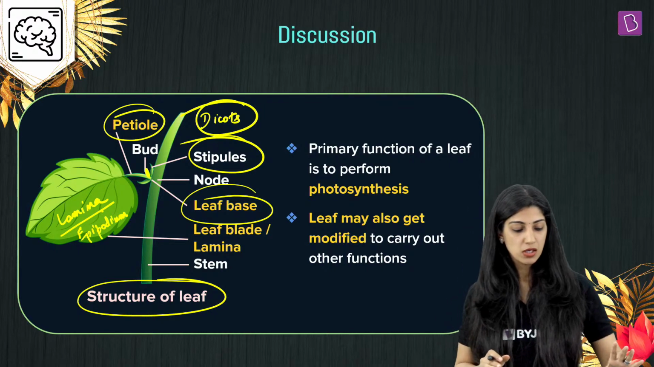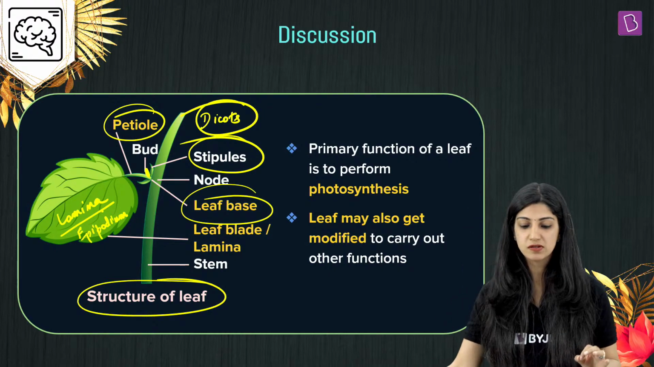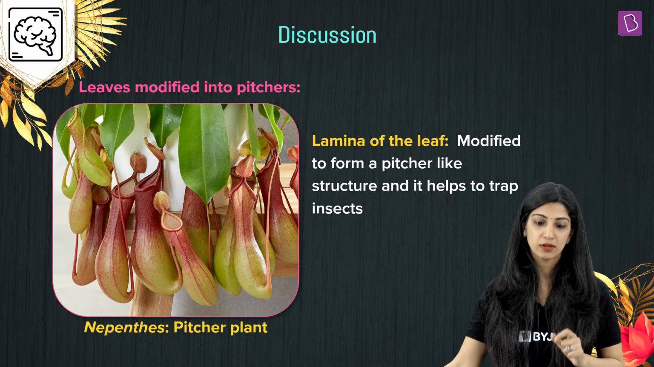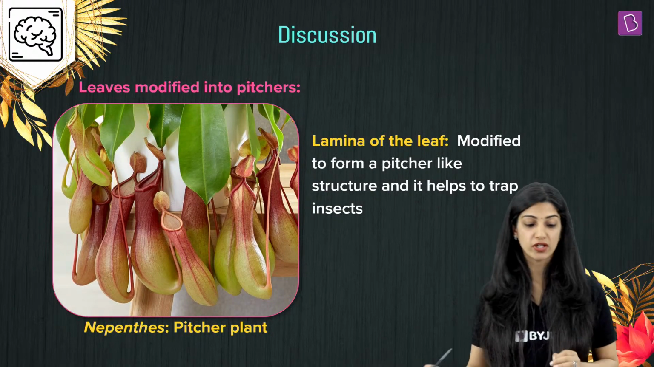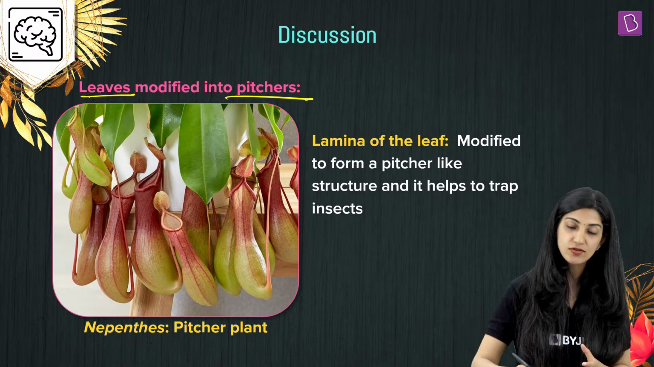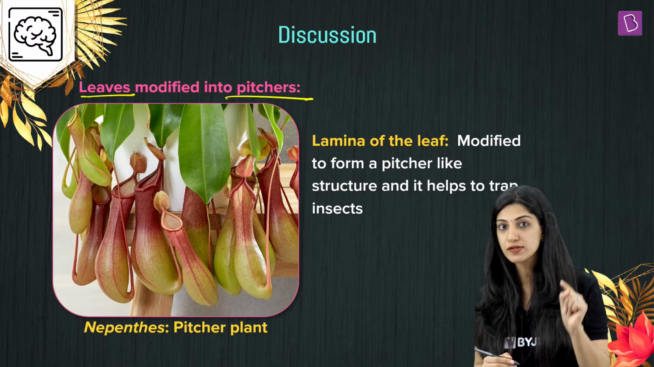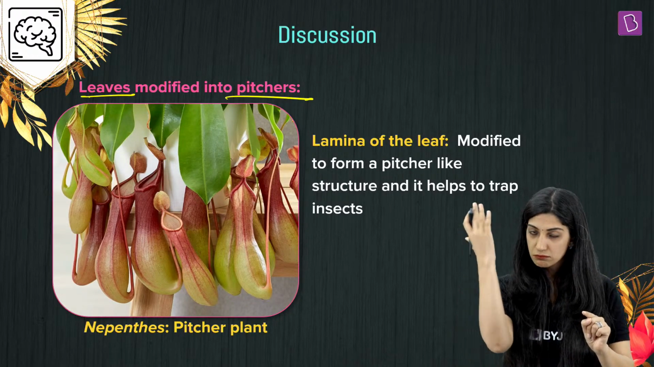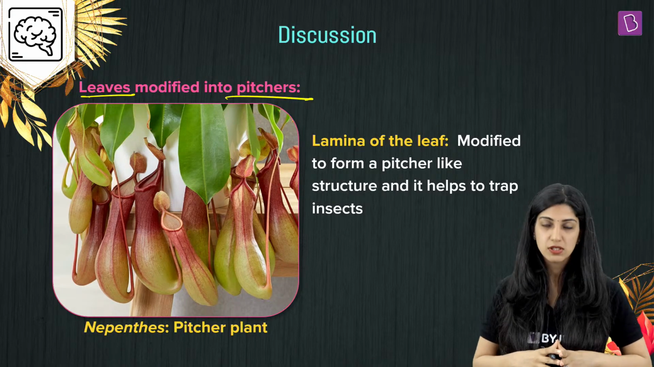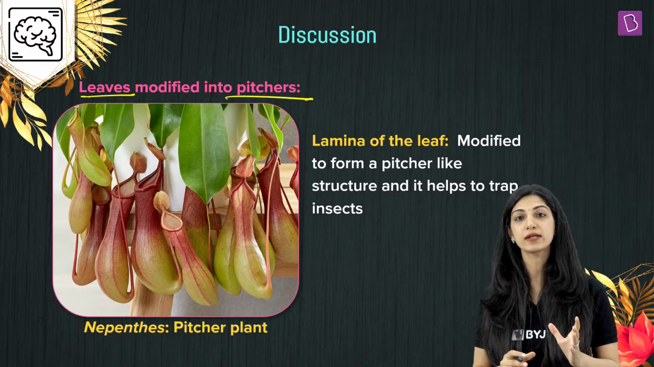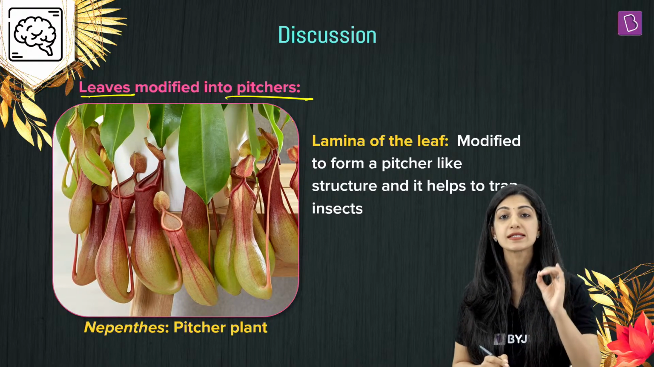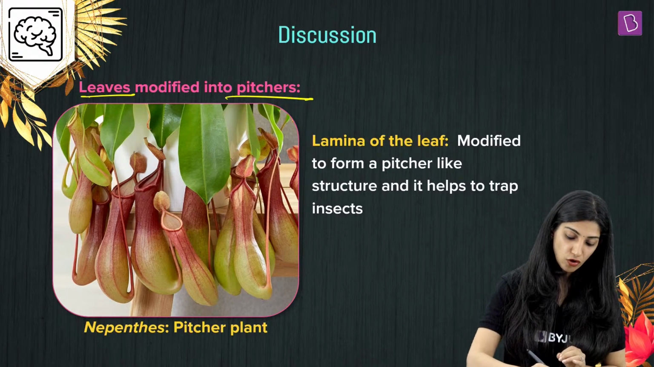Now, the primary function of the leaf is to perform photosynthesis. All of us know that. But it has to adapt itself according to the environment. So, one such modification is when leaves get modified into pitchers. Do you see that? Pitcher-like structure. Look carefully, because what you see right now is going to come in front of you in the exam center. Why does it do this? Because it wants to trap insects. Nepenthes or pitcher plant is an insectivorous plant. So it forms this pitcher.